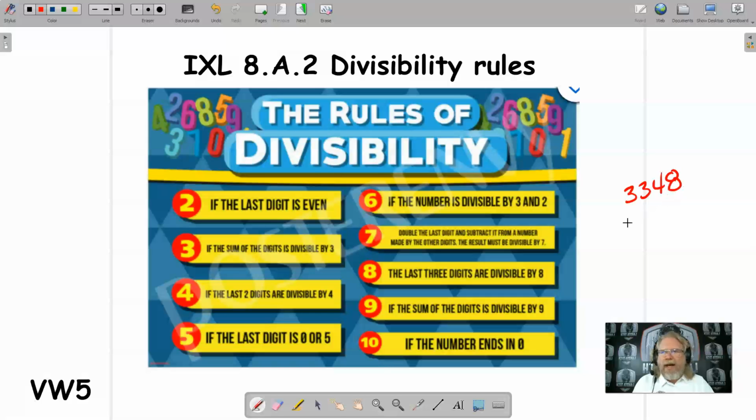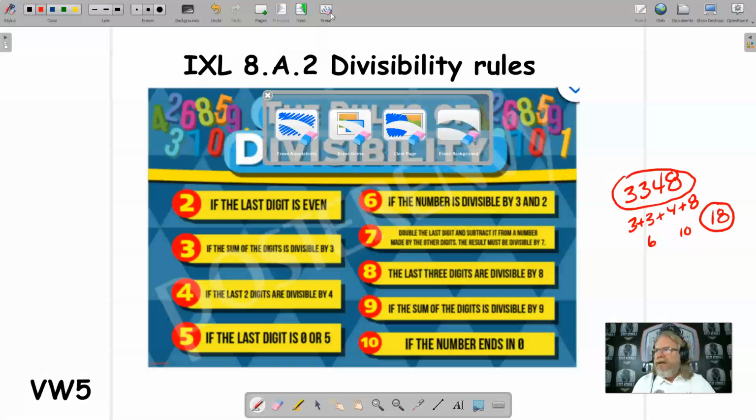Is this divisible by 9? Well, 3 plus 3 plus 4 plus 8. That's 6, plus the 4 is 10, plus the 8 is 18. Is 18 divisible by 9? Indeed it is. So 3,348 would be divisible by 9 as well. That's the rule for 9.